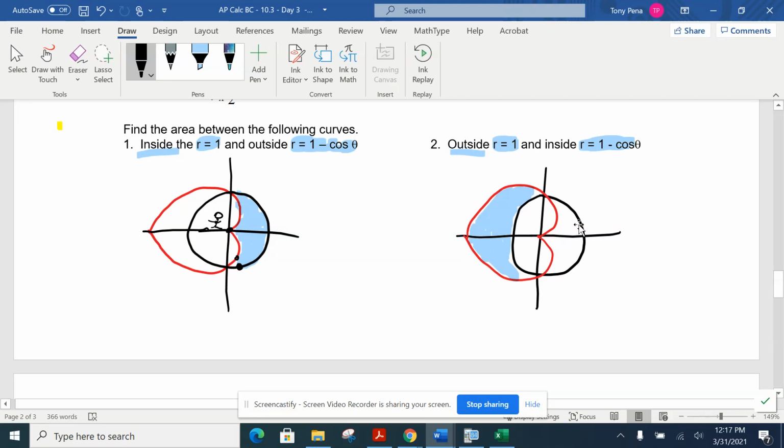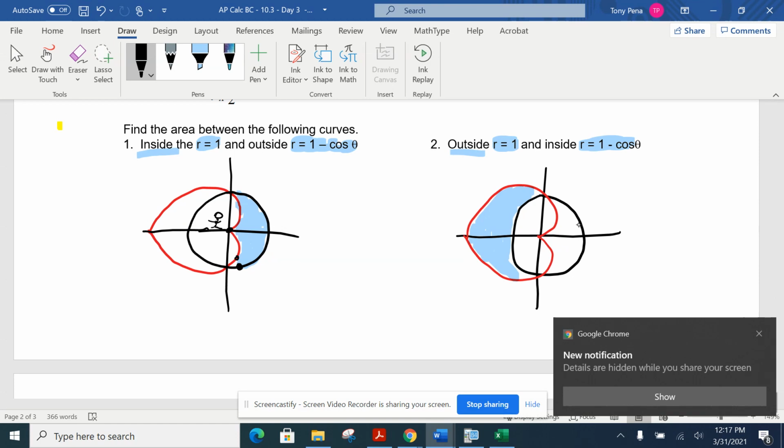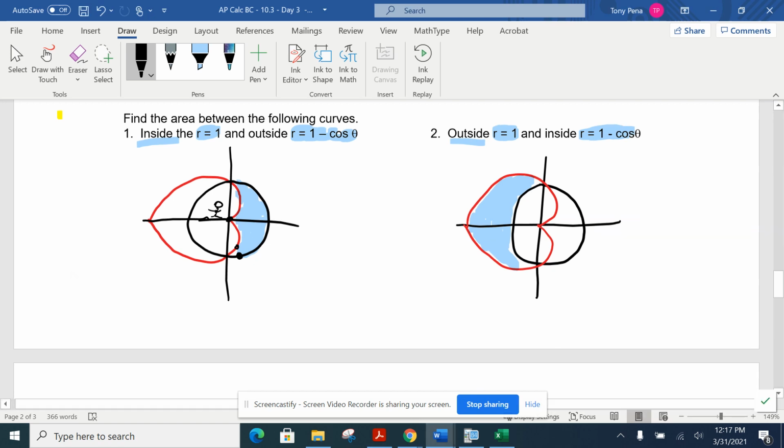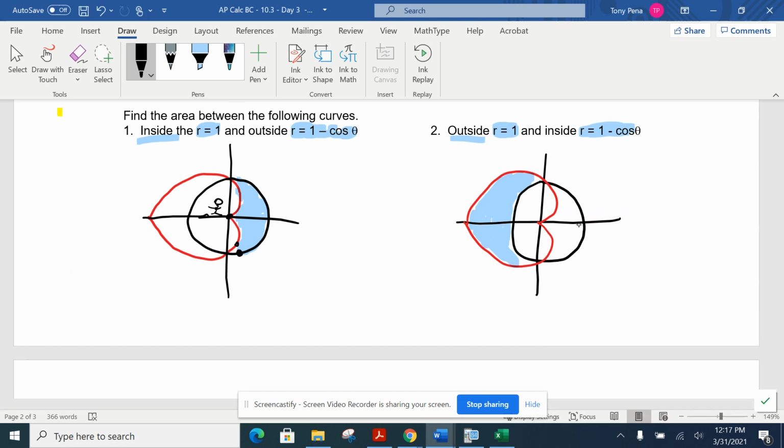So what we had talked about yesterday, I think we got to this point where we want to stay inside of the circle, but go outside of this cardioid. So this would have been our area. And what we were talking about when we were doing these is that if I'm going to set this up, the area in polar is always that 1/2 for a single curve. What we always did is 1/2 r squared d theta.